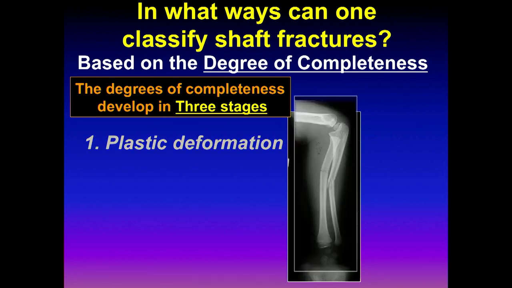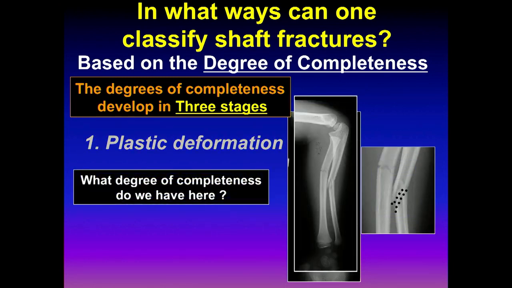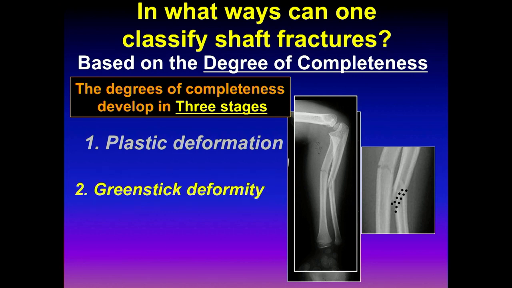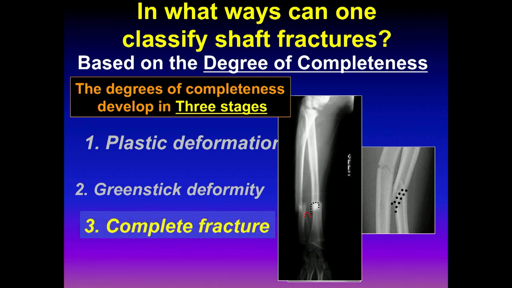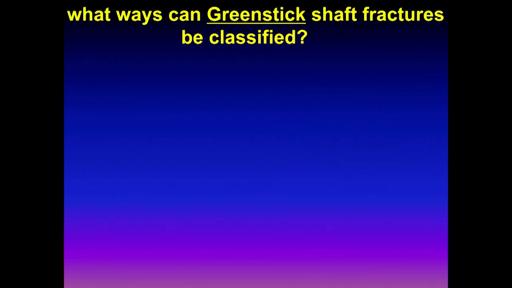What's the next, what's this one here? Partial or green stick? Yeah, that's a green stick fracture. It's just partial. And finally, if you have enough force, what's the degree of completeness we have here? It's complete. Both of them are complete. You can have a complete fracture. So you have to take that into discussion: what's the completeness, plus what is the deformity that the patient has, and where it is in the shaft.